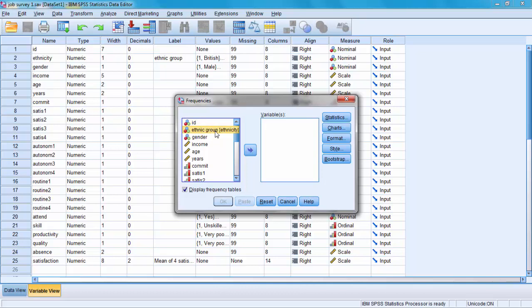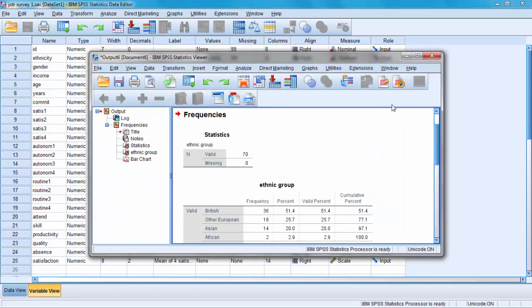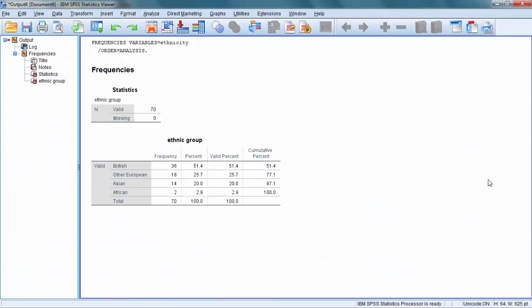Let's say we would like to know what ethnic groups our respondents represent. You highlight the variable on the left and move it to the right. If you click OK, you will get your analysis. We have a first set of results of our frequency analysis.